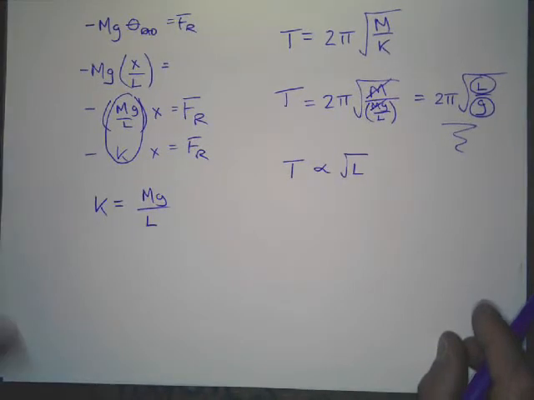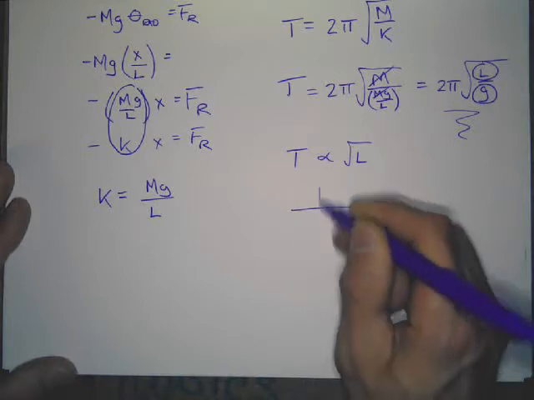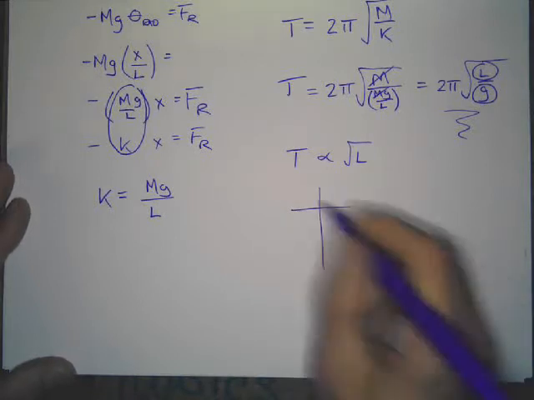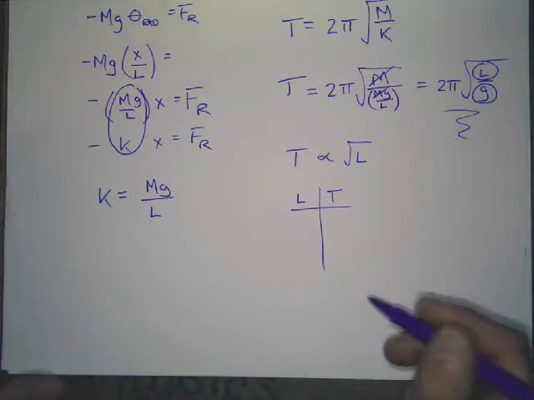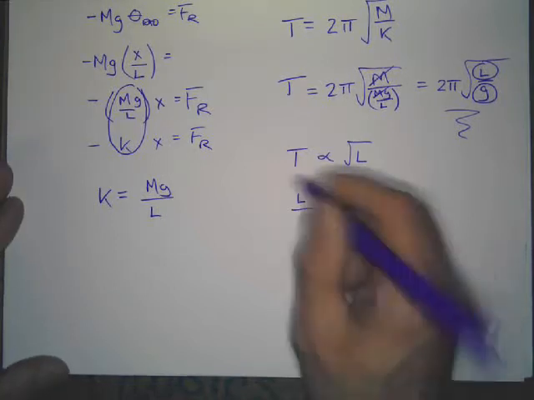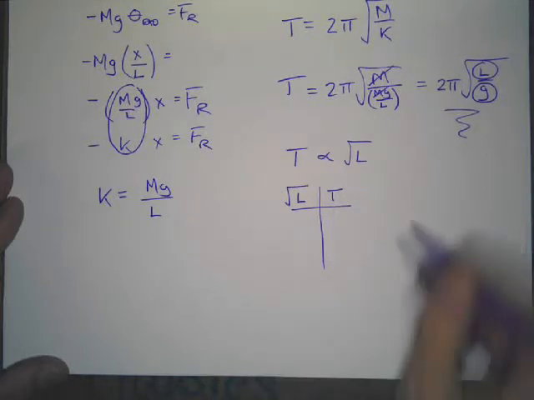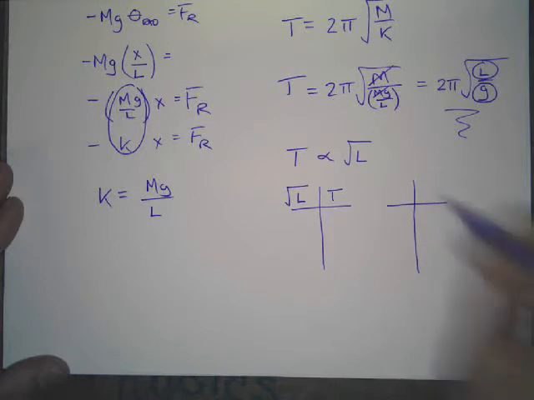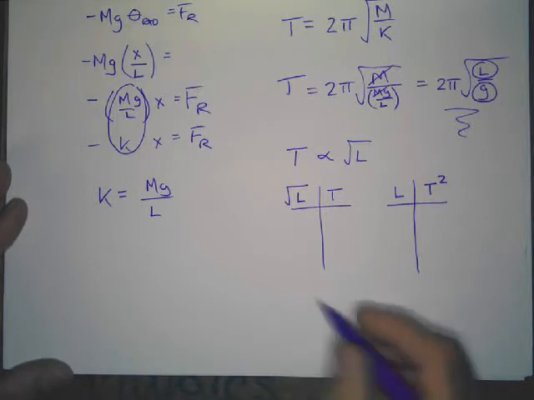So hints, if you wanted to straighten graphs, how would you straighten the graph? Well, we start off with length being independent, period being dependent. If I want to straighten that graph, I could have a few options here. I could plot the square root of the length versus the period. I could also plot the length versus, hopefully you're thinking it, T squared. And both of those graphs should give me kind of a linear shape.